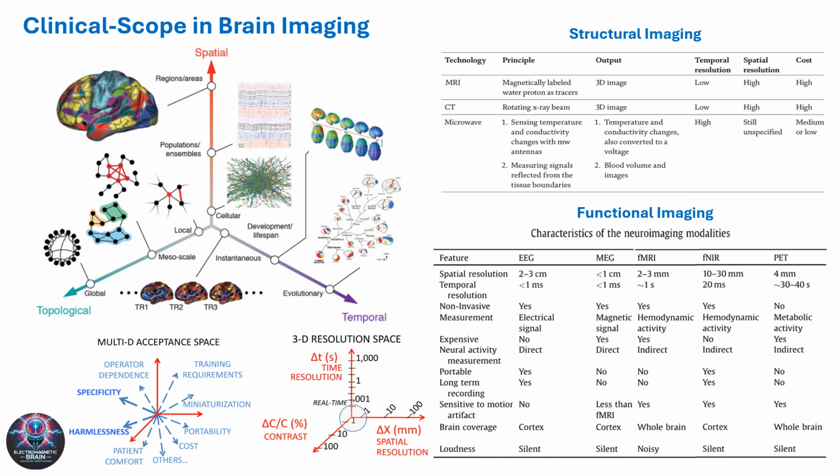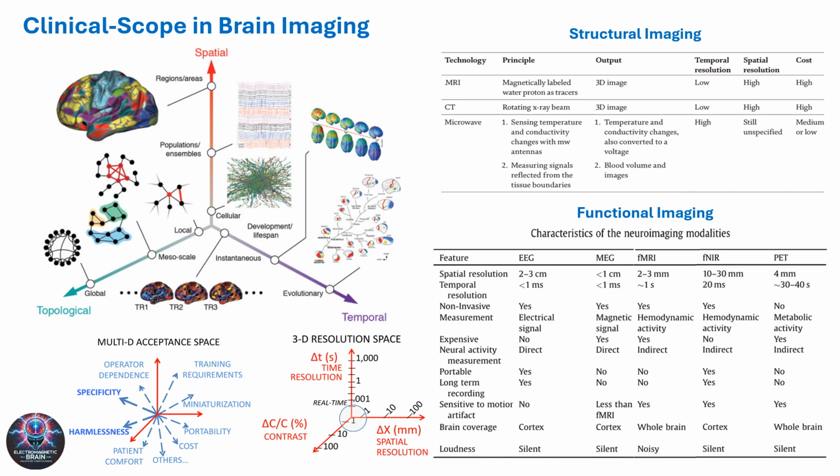In summary, the clinical scope of brain imaging encompasses a wide array of electromagnetic technologies for both structural and functional imaging. These tools offer powerful insights into brain anatomy and activity, paving the way for better diagnosis, treatment, and understanding of the brain. Now, let's move on to structural imaging electromagnetic neurotechnologies comparison.